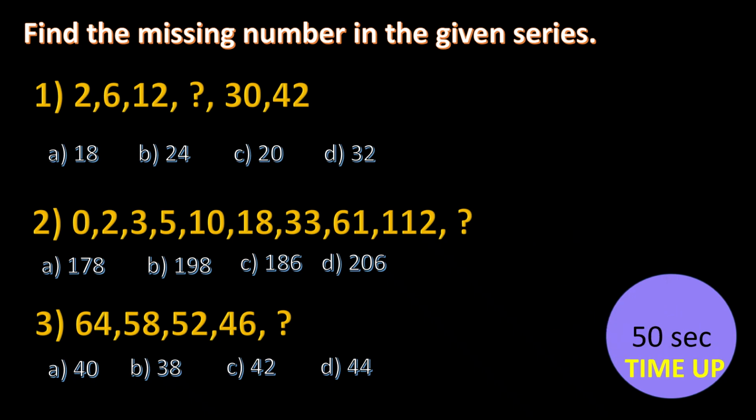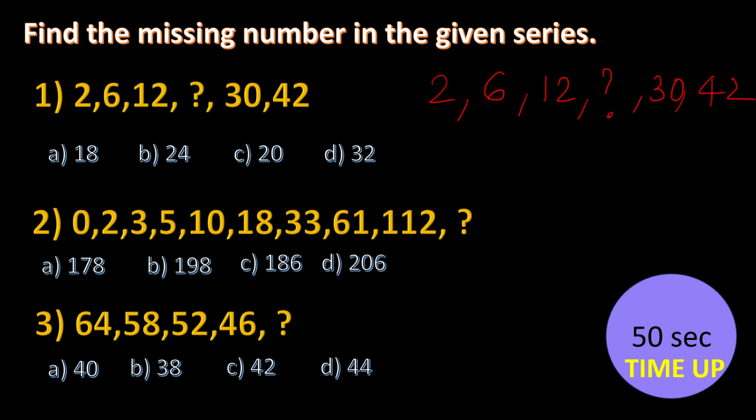Okay, time up, students. So first one, what is it saying? 2, 6, 12, then a question mark, 30 and 42. Where there is a question mark, that is the missing number that you need to find out. Correct? So what logic can be used here?